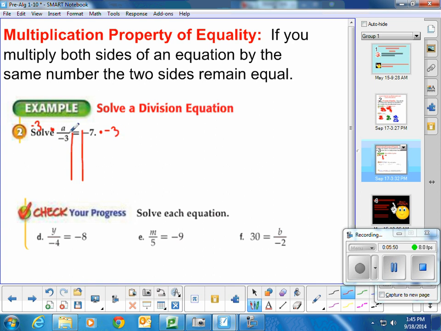When I take this times negative 3, it really is like negative 3 over 1. And when I multiply these two fractions, these will cancel out and become 1s. And when I multiply by 1, I end up with what I started with. So this will just be a on the left. And on the other side, negative 7 times negative 3 is going to be a positive 21 because these are both the same sign. And when we're multiplying or dividing, if they're the same sign, it's always positive.